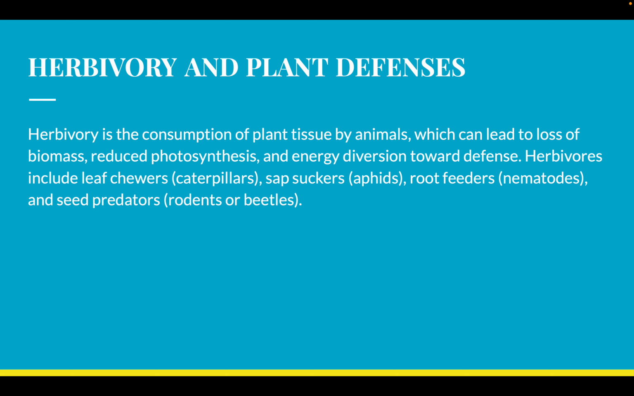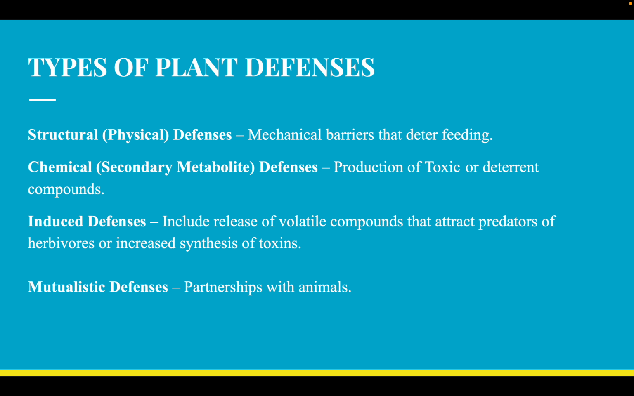There are different kinds of herbivores. We have leaf chewers, which are caterpillars, sap suckers such as aphids, root feeders such as nematodes, and seed predators such as rodents or beetles.